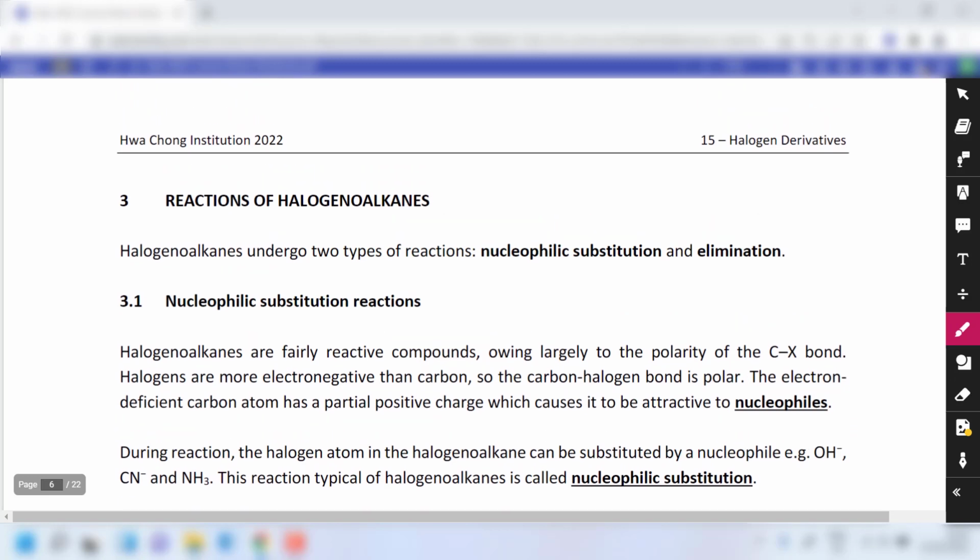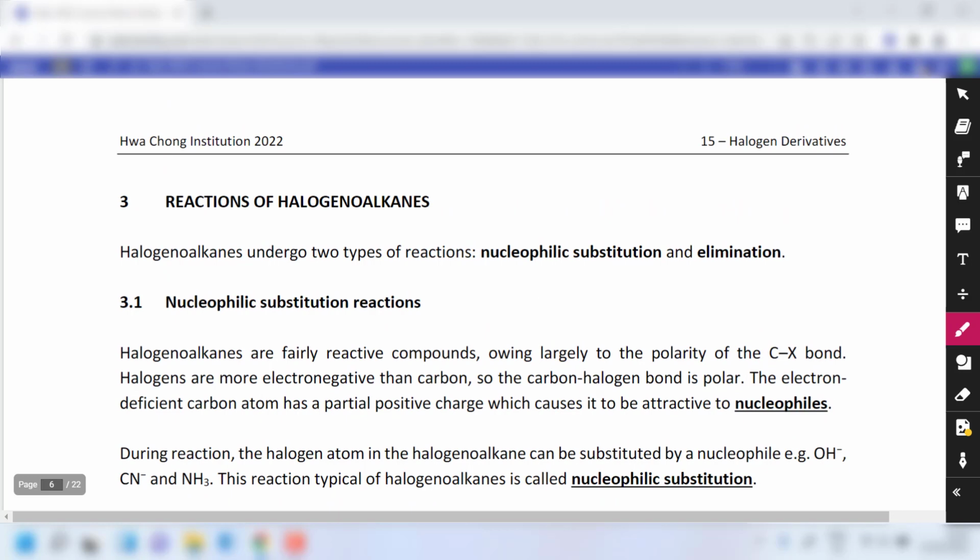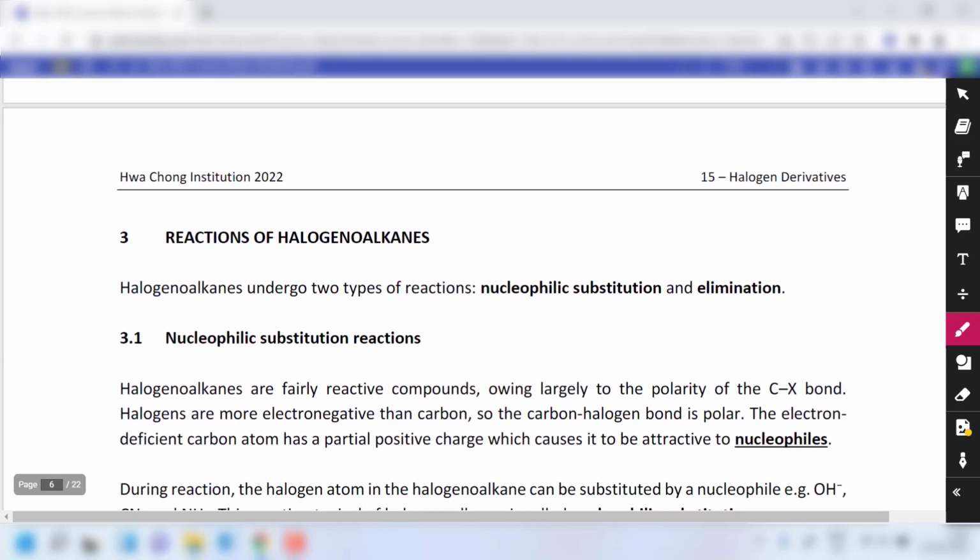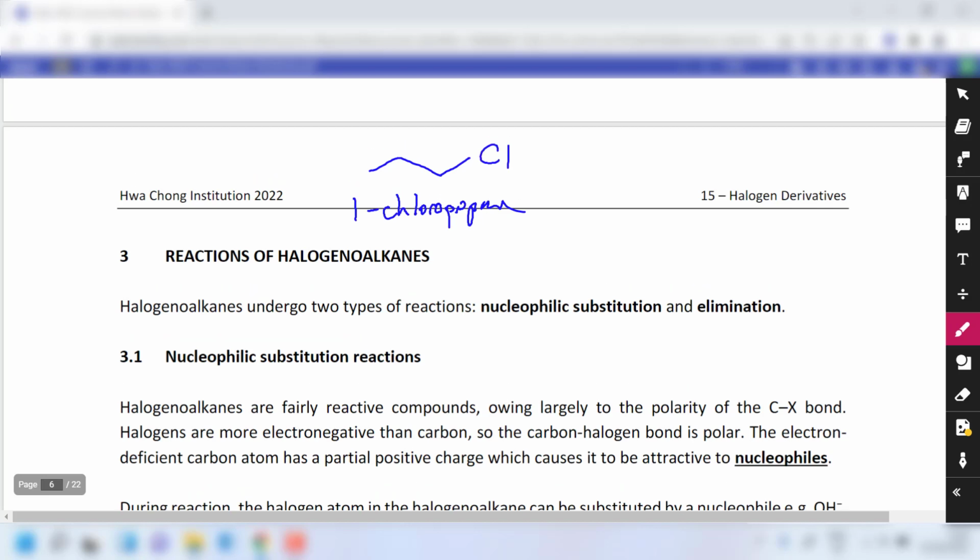Here we are focusing on nucleophilic substitution, but we are also discussing a little bit about elimination, which is another kind of reaction which halogenoalkanes undergo. If I were to give a short summary, let me use the same compound which I illustrated in the beginning of this chapter. In this case, I'm talking about 1-chloropropane. For 1-chloropropane, it looks like this.